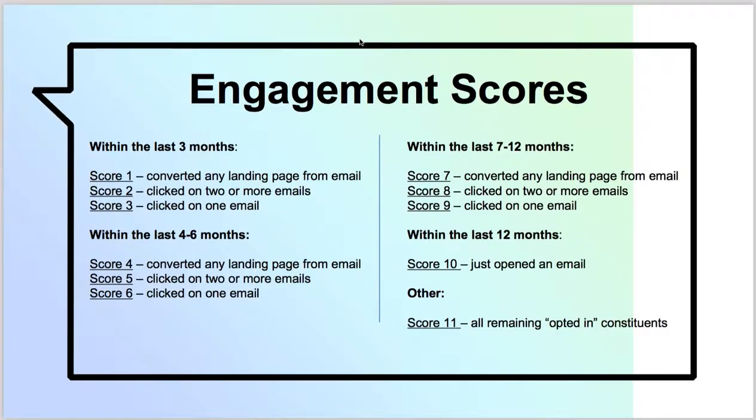These engagement scores run the first of every month. So if you do this marketing automation, you're not going to see the results right away in your engagement scores. You'll see them after the first month that it's been running.